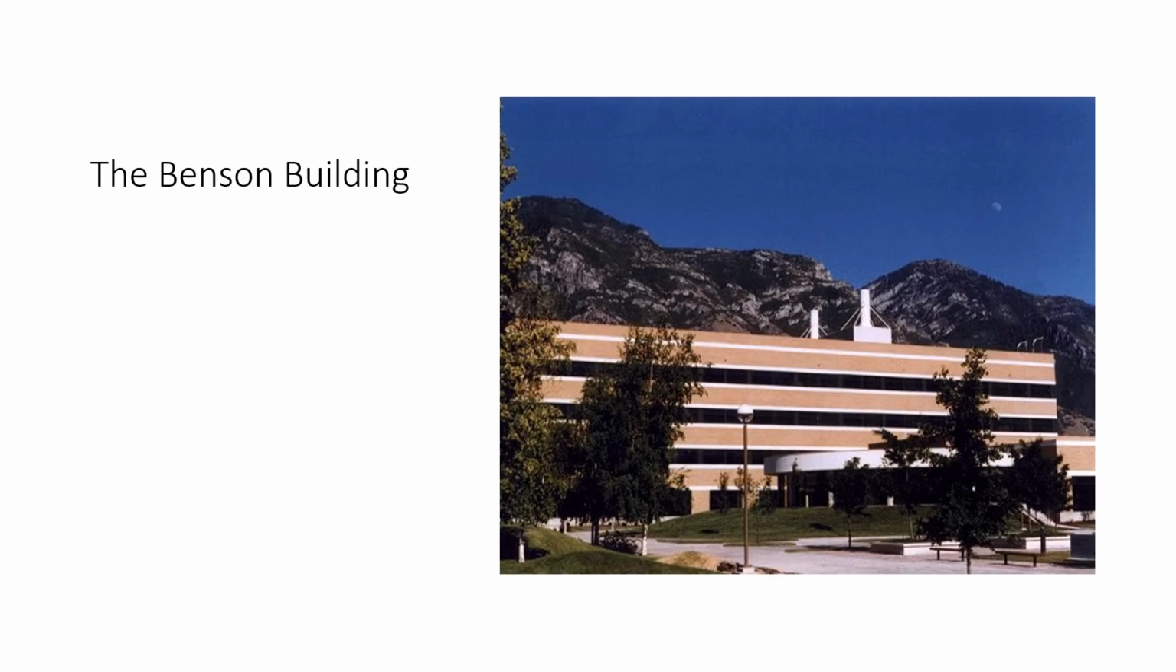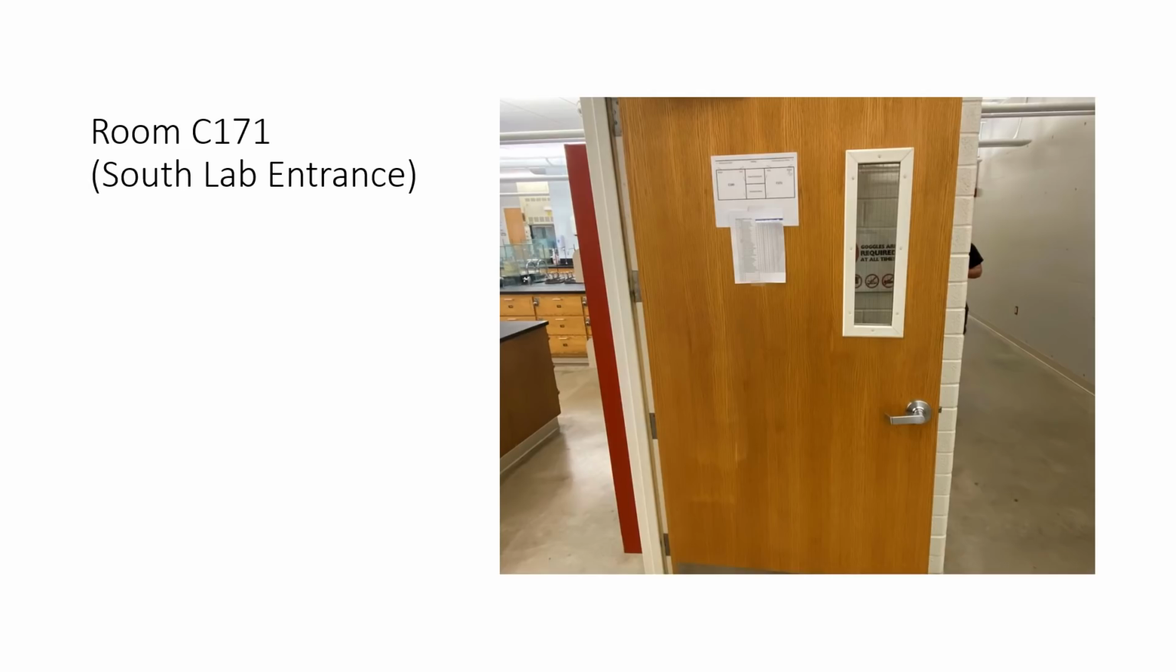Now we can talk about how to check into the lab in a safe manner. The organic labs are held in the central wing on the first floor of the Benson building that you can see here in this image. Now each of you will need to go and find C171 in the Benson building and the most south entrance.